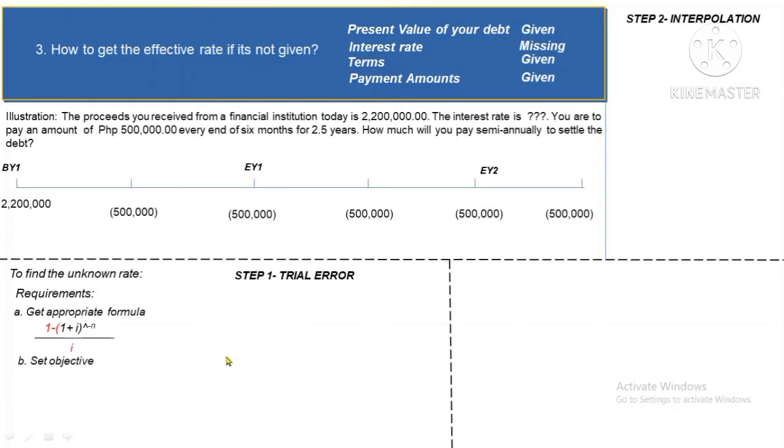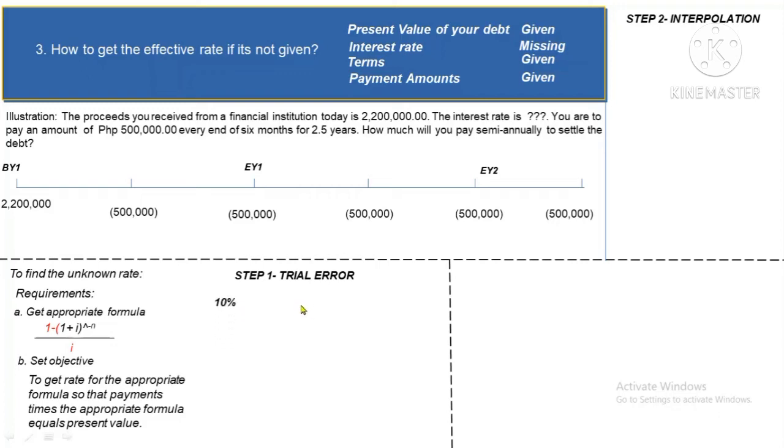Our objective here is to find the rate that will be applied on the appropriate formula so that the payments, which is 500,000 times the appropriate formula, will result to a present value of 2.2 million. That's our objective. And since we have already the 2 requirements, the appropriate formula and the objective, we are now ready for the trial and error. Let's say for example, we're going to try 10%. However, we cannot use the 10%. Why? Because the illustrative problem mentions semi-annual periods.